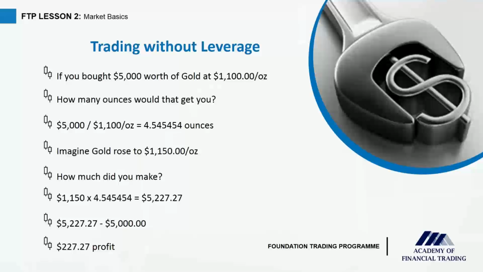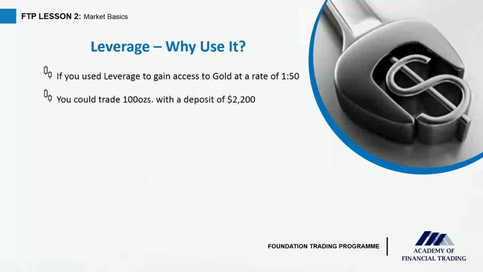All clear. So after a $50 movement in the price of gold, you have come out with $227.27 profit for an initial outlay of your $5,000, your hard-earned capital. That's trading without leverage. Now let's have a look at trading with leverage. Imagine the rate of leverage is 50 to 1. Okay? You could trade 100 ounces with just that deposit of 2,200. So you're not even using your full 5,000. You're only using 2,200 of your $5,000.